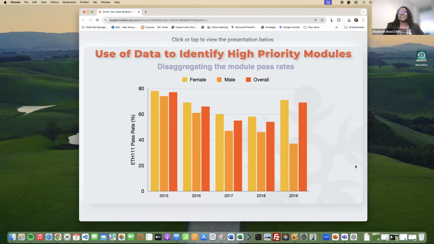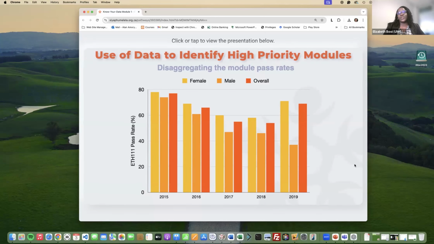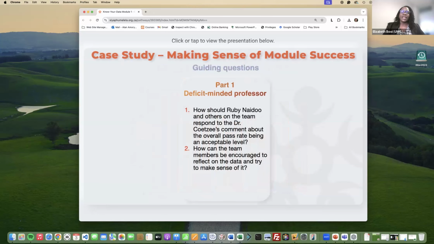And hence, this year, in our Siyaphumelela 3.0 at UWC, gender equity is one of those projects that we are trying to emphasize and to address the gaps between males and females. And this is one of the examples that I can share with you for today. Next. That is the end of my presentation.